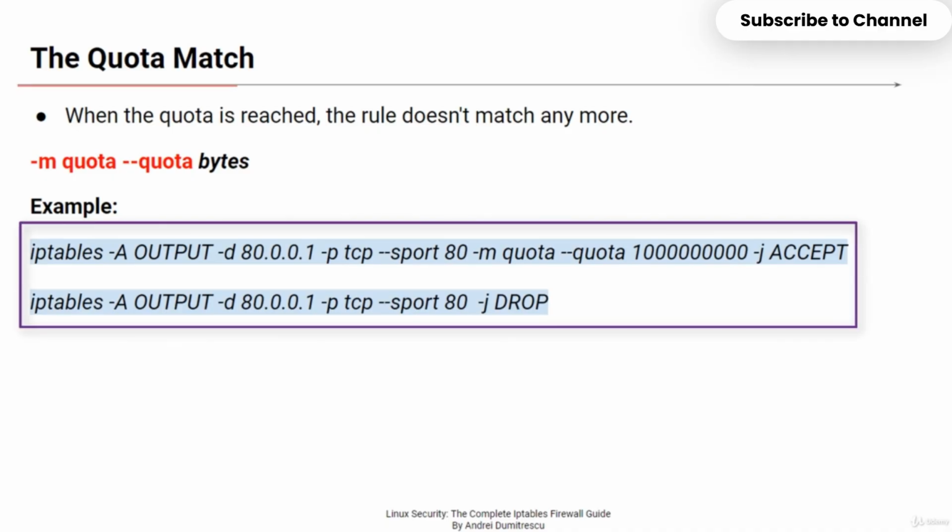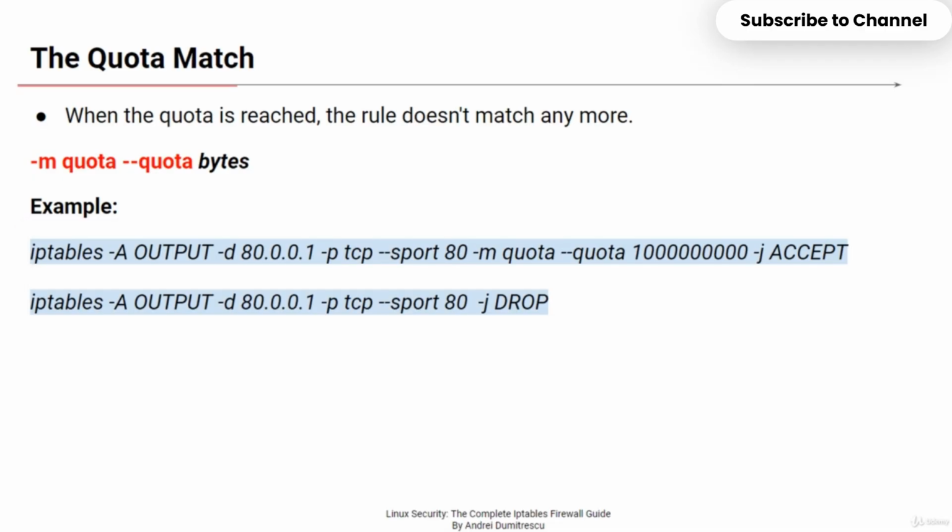When the quota is reached, the rule doesn't match anymore. In this example, I'll accept only 1 GB of outgoing HTTP traffic from this Linux machine, which is the web server, to that specific IP address. This means that 80.0.0.1, which is the destination in this case, and our Linux machine, the source, cannot download more than 1 GB of data using HTTP. If more than 1 GB of outgoing traffic is transmitted, the first rule which accepts the packets becomes inactive, and the second rule will drop the subsequent packets.